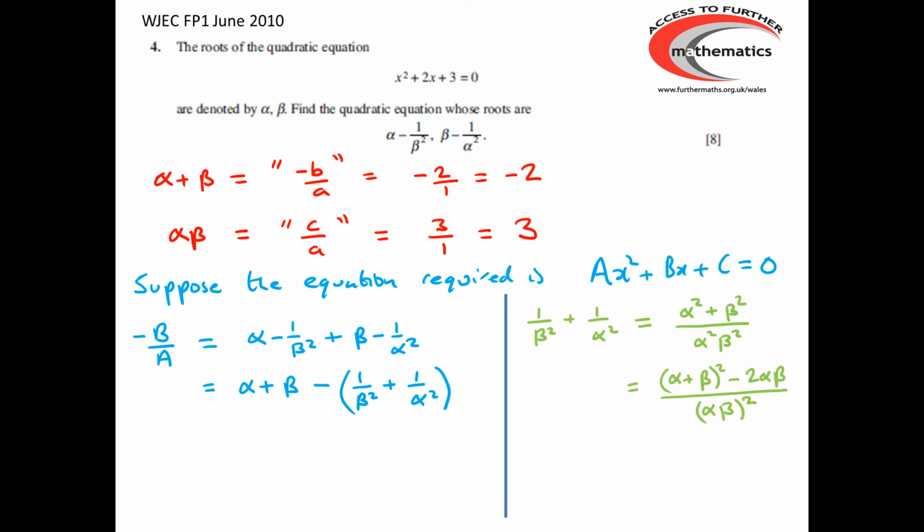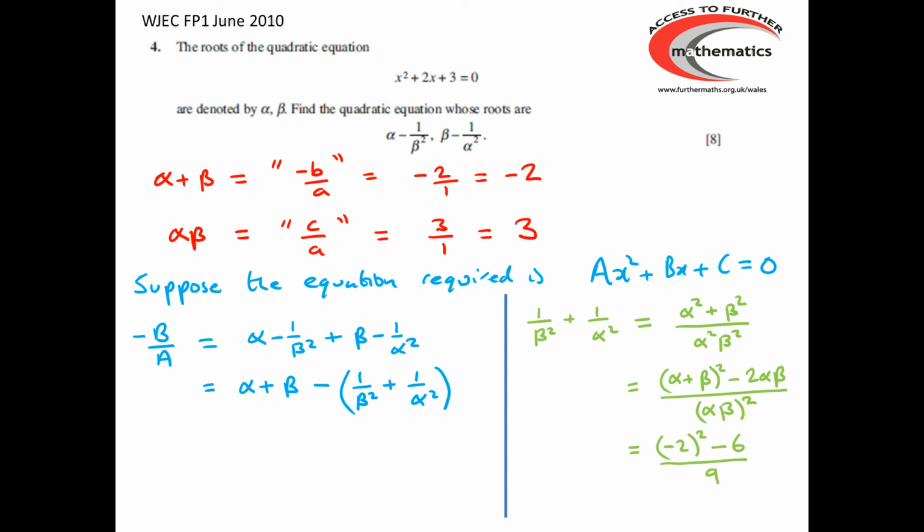Alpha squared plus beta squared is the same thing as alpha plus beta all squared, take away 2 alpha beta. Now that's one of those useful little results that we commented on the key facts page. And the denominator, which was alpha squared beta squared, can be rewritten as alpha beta all squared. Now, we know the value of alpha plus beta, we know the value of alpha times beta, so we can work out the value of 1 over beta squared plus 1 over alpha squared.